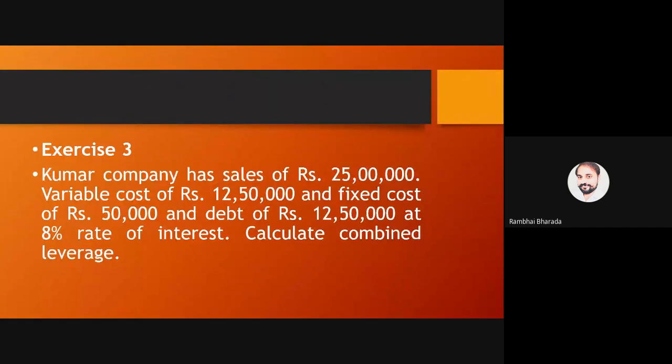So your OL, operating leverage, is equal to contribution divided by operating profit. Here contribution means sales minus variable cost. Total sales is 25 lakh, variable cost is 12 lakh 50,000. So ultimately the contribution is 12 lakh 50,000. Calculation of contribution: 25 lakh minus 12 lakh 50,000. So contribution is 12 lakh 50,000 upon operating profit. Operating profit means total sales minus total expenses or total cost. Total sales 25 lakh minus total expenses, variable expense and fixed expense, so 12 lakh 50,000 and 50,000, 13 lakh. So 25 lakh minus 13 lakh.